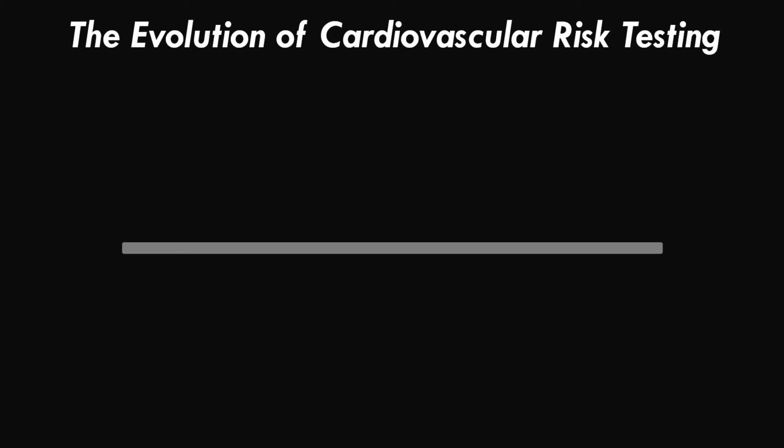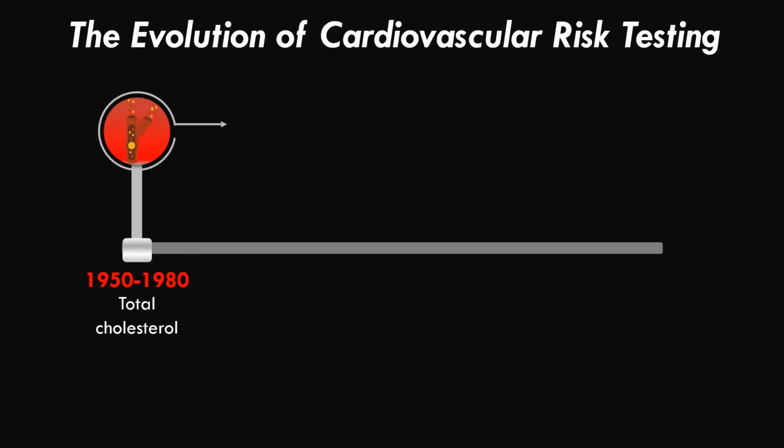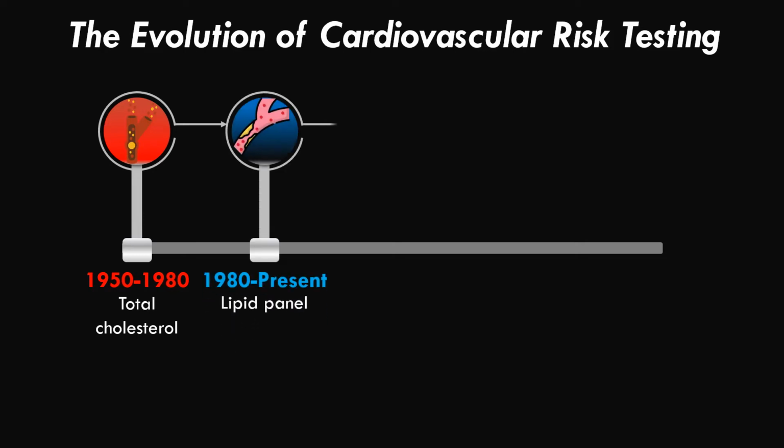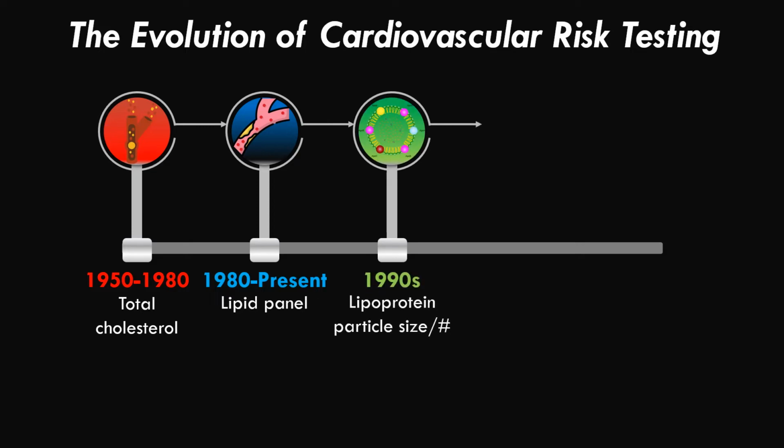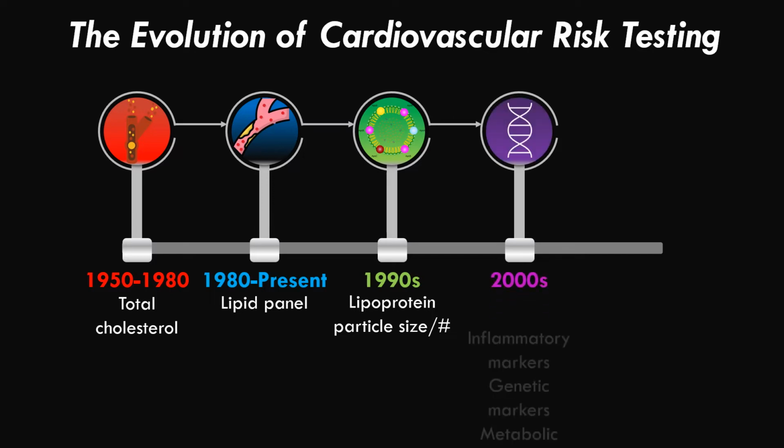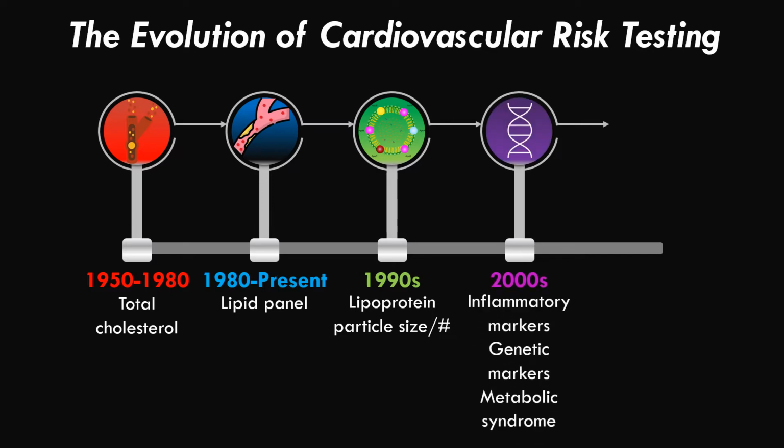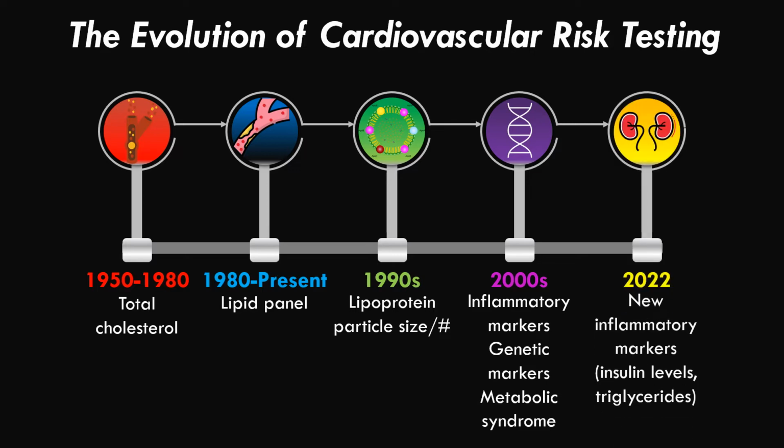Cardiovascular risk testing has evolved over time. For 30 years, total cholesterol was the sole metric used to assess risk. By 1980, the lipid panel was introduced, and a decade later, lipoprotein particle size and number were segmented. In the 2000s, inflammatory markers, genetic markers, and metabolic syndrome increased the accuracy for assessing patient risk, as have new markers introduced in the past decade, such as insulin levels and triglycerides.